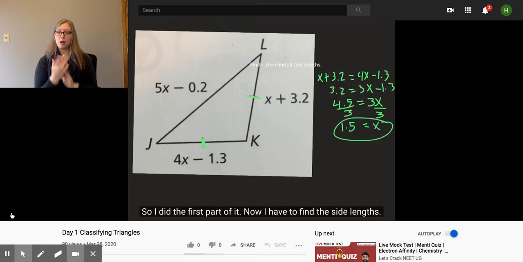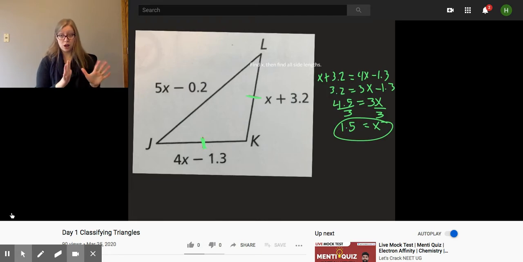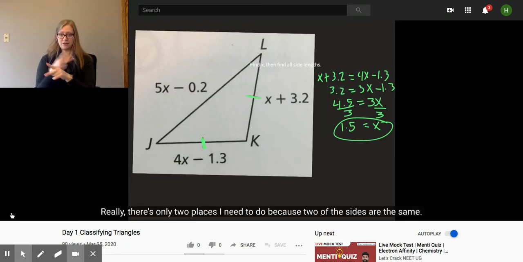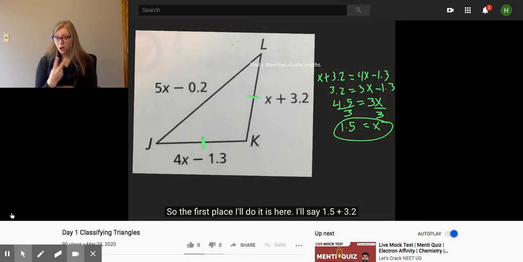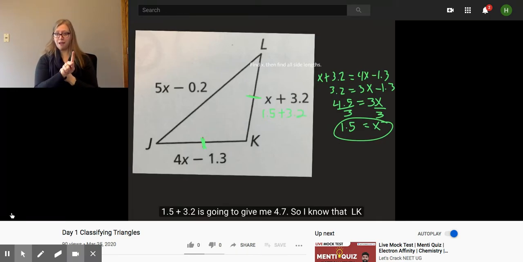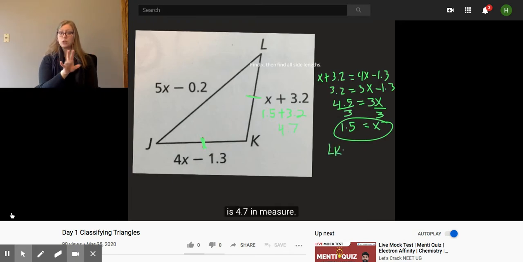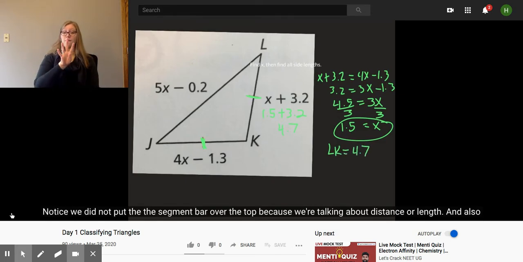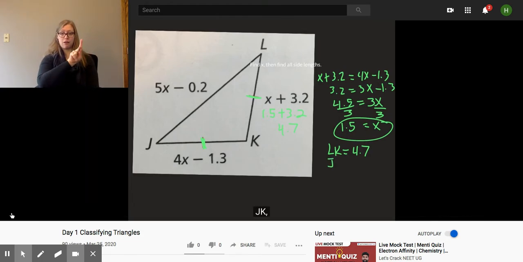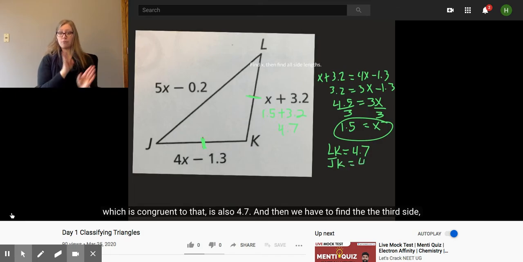So I did the first part of it. Now I have to find the side lengths. Really, there's only two places I need to do that because two of the sides are the same. So the first place I'll do it is here. I'll say 1.5 plus 3.2, and 1.5 plus 3.2 is going to give me 4.7. So I know that LK is 4.7 in measure. Notice we did not put the segment bar over the top because we're talking about distance or length. And also JK, which is congruent to that, is also 4.7.